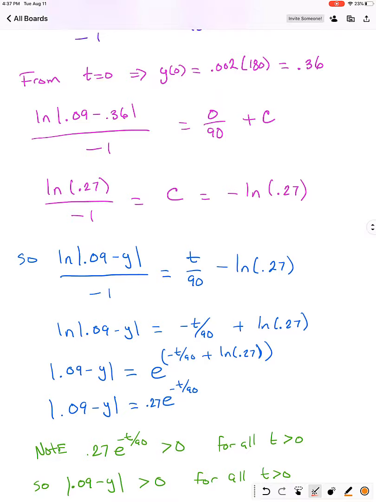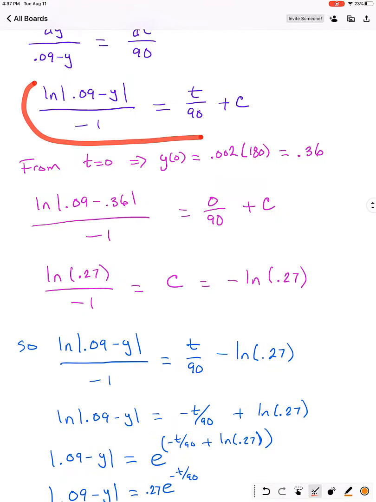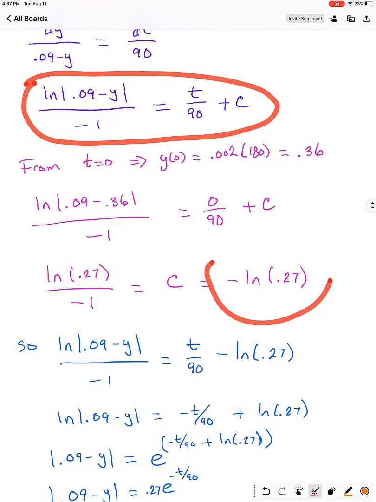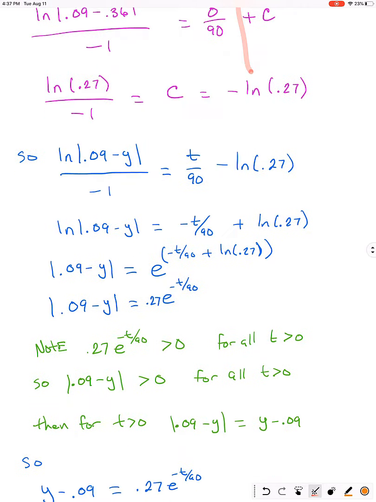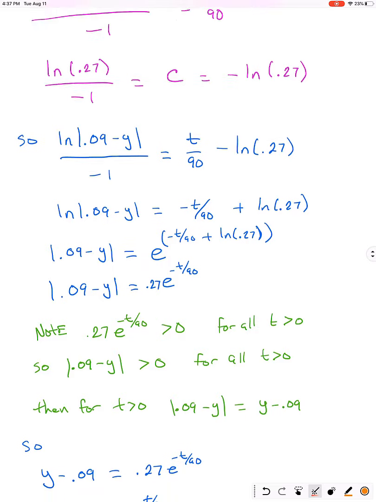So I plug that value in for c into my solution from up here, right there. And so I get the natural log of the absolute value of 0.09 minus y, divided by -1, is equal to t over 90 minus c, but we found that c to be the natural log of 0.27.